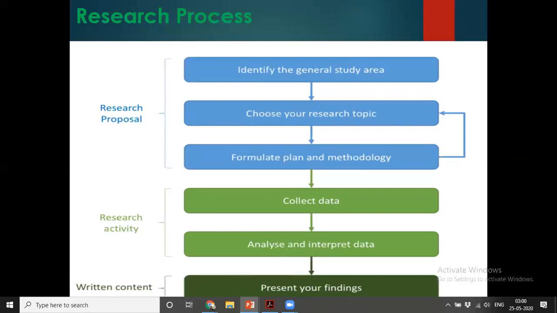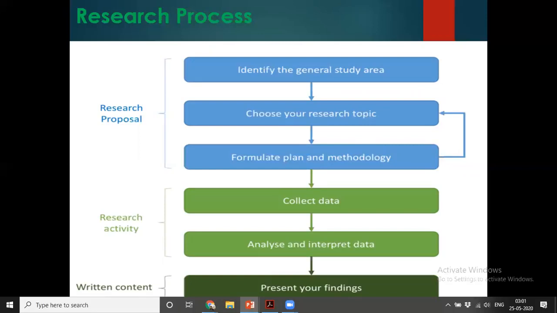So first, you have to select a broad area of interest on which you want to do the work. Then, if you research deeply in that area, you'll find a lot of different topics in that broad area. Then you have to find your suitable topic, according to availability and according to interest. Then formulate the plan and methodology. That is also very vital.